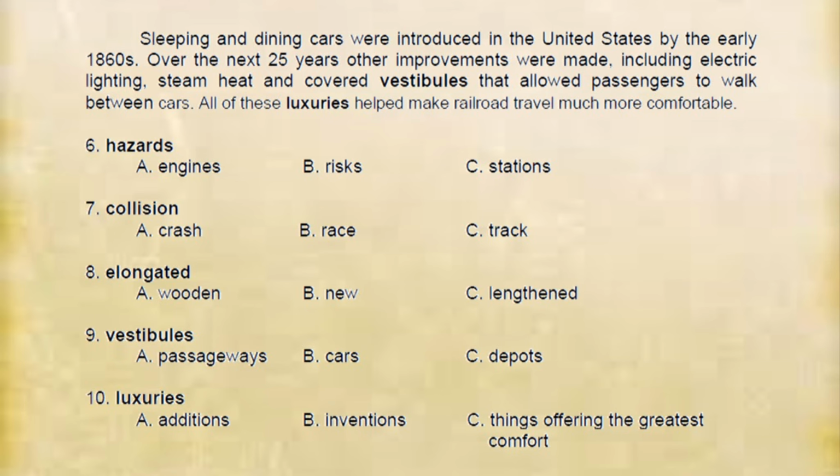6. Hazards. A. Engines. B. Risks. C. Stations. 7. Collision. A. Crash. B. Race. C. Track. 8. Elongated. A. Wooden. B. New. C. Lengthened. 9. Vestibules. A. Passageways. B. Cars. C. Depots. 10. Luxuries. A. Additions. B. Inventions. C. Things offering the greatest comfort.